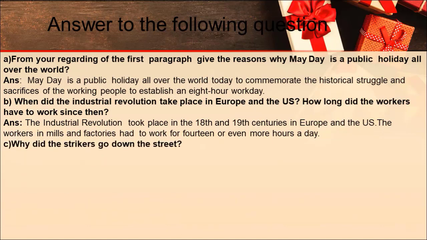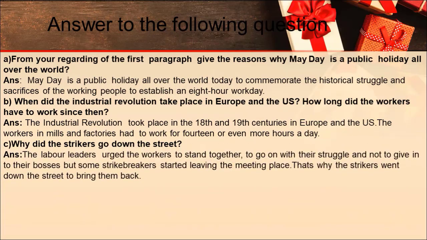Question number C. Why did the striker go down the street? The answer is the labor leaders urged the workers to stand together, to go on with their struggle and not to give in to their bosses. But some strikers started leaving the meeting place. That's why the strikers went down the street to bring them back.